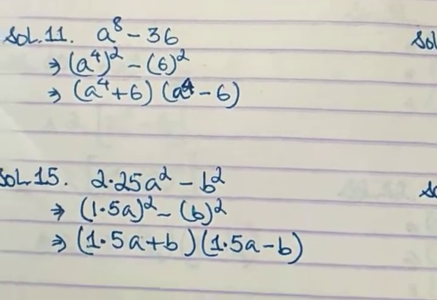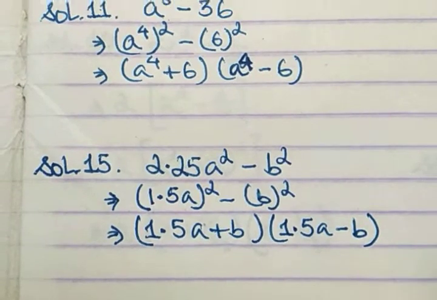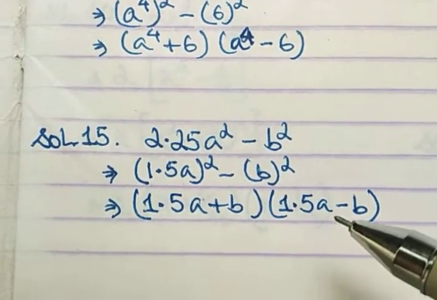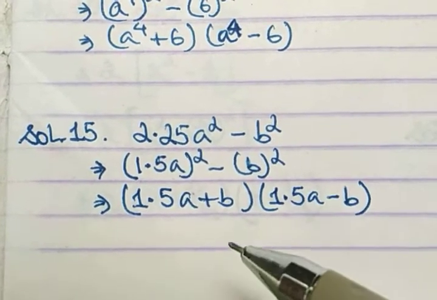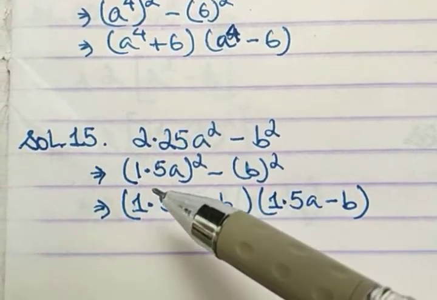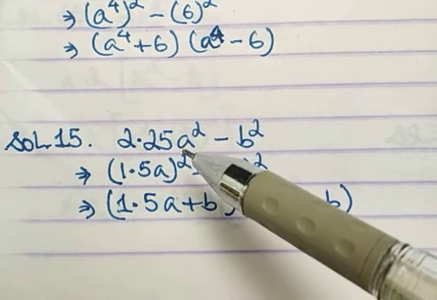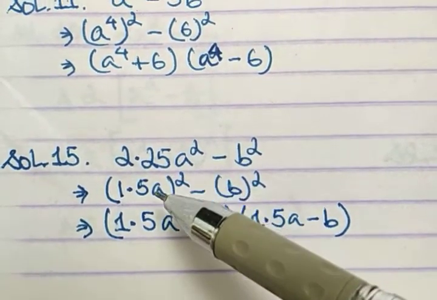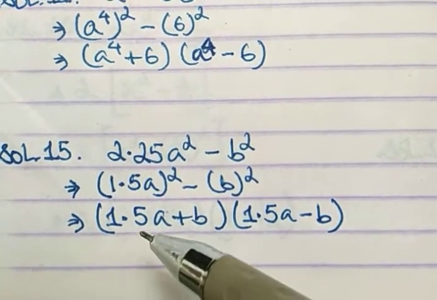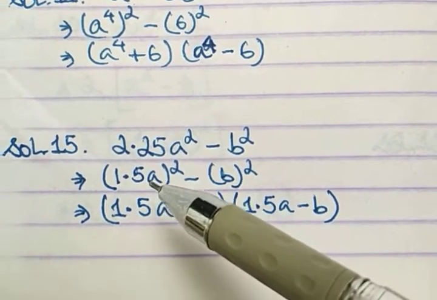Now, I have chosen one in the decimal form as well, because a few questions you may get in decimal form. See, question 15 we have 2.25a square minus b square. Now what I know is 2.25 is a perfect square of 1.5. 1.5a, again a square. This square holds just for a, so 1.5a whole square. I hope you got this one.